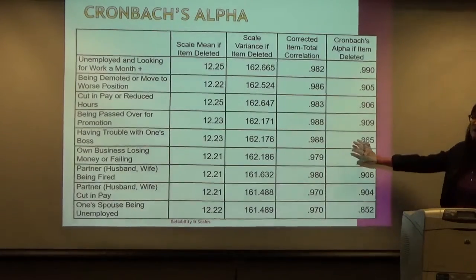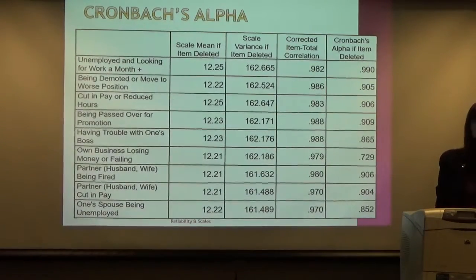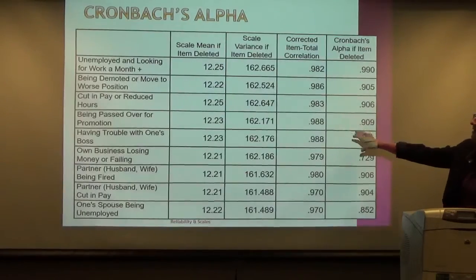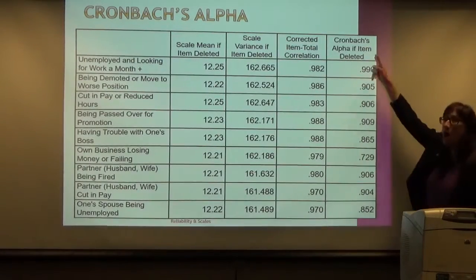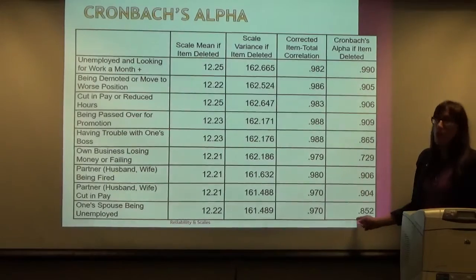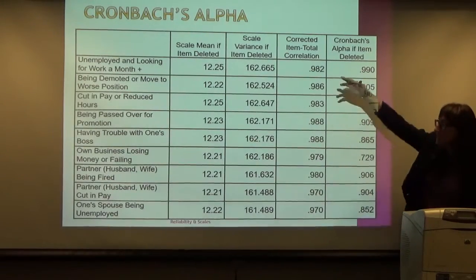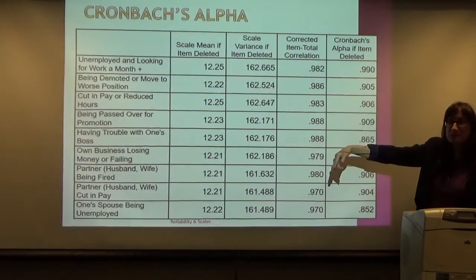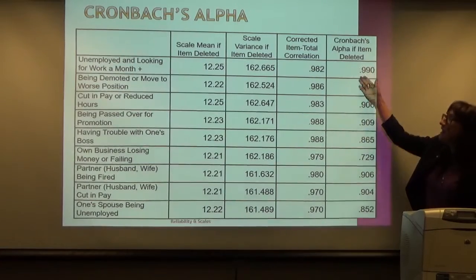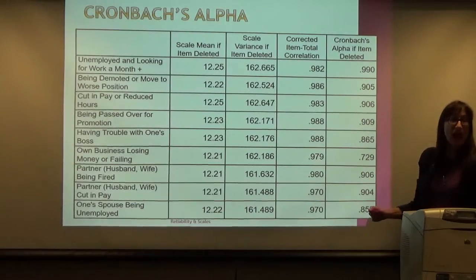Then this is the rest of the printout. So the printout is this followed by this. This is the rest of the printout. And we only care about this last column. That's the only column we care about. It lists all 9 of my items. And then it gives me the Cronbach's alpha if item deleted.